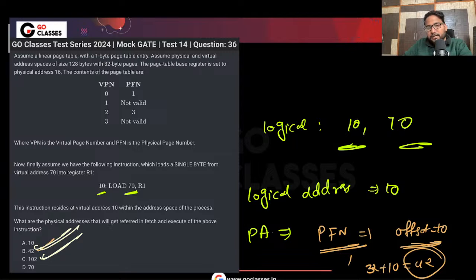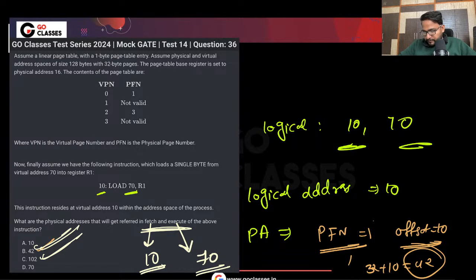B and C are the answers. So they are saying fetch and execute. If you fetch it, then 10 is going to get accessed. At the fetch time, 10 is accessed. At the execute time, 70 is going to get accessed, which are the logical addresses. This is a really nice line: fetch and execute. If you fetch it, then 10. If you execute it, then 70. If they only say at the fetch time, not at the execute time, then only 10. Something like this.